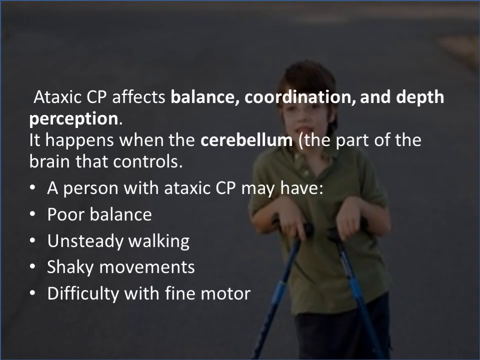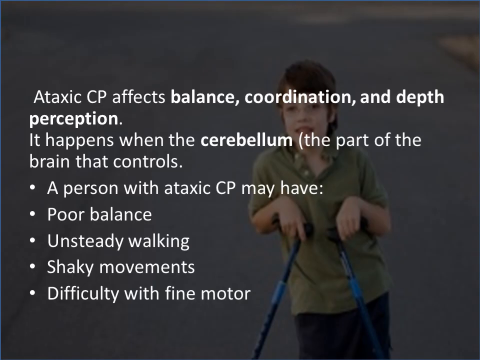Then we have the ataxic CP, and it affects balance, coordination, and depth perception. Ataxic cerebral palsy is the rarest form, affecting only 5 to 10% of people suffering from this disorder. Its severity is generally determined by the level of brain damage sustained. Although some types of cerebral palsy are recognized soon after birth, ataxic CP tends to become noticeable a little later, often between 6 to 18 months of age.